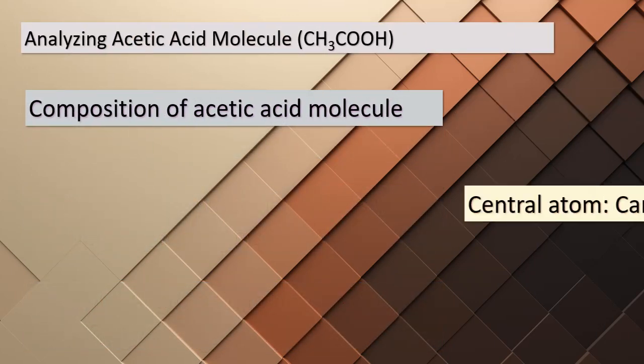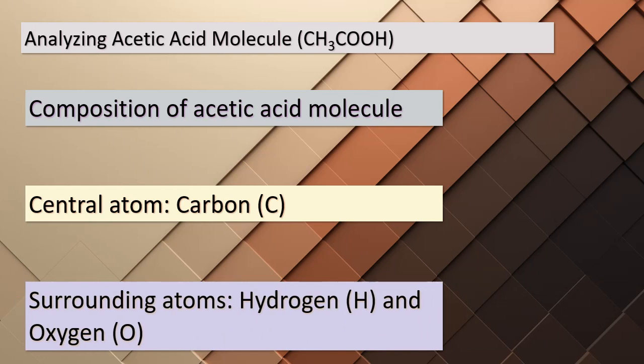Greetings, eager learners. Let's dive deeper into the acetic acid molecule, also known by its chemical formula CH3COOH. This compound showcases how the VSEPR model can be applied to more intricate structures. At its core, the acetic acid molecule contains a central carbon atom, surrounded by hydrogen and oxygen atoms.